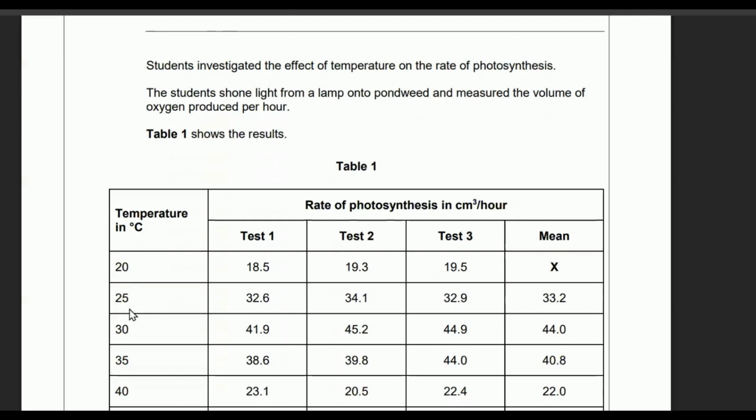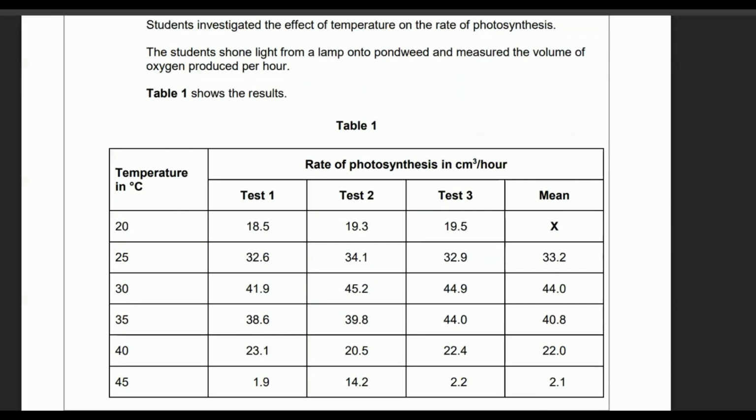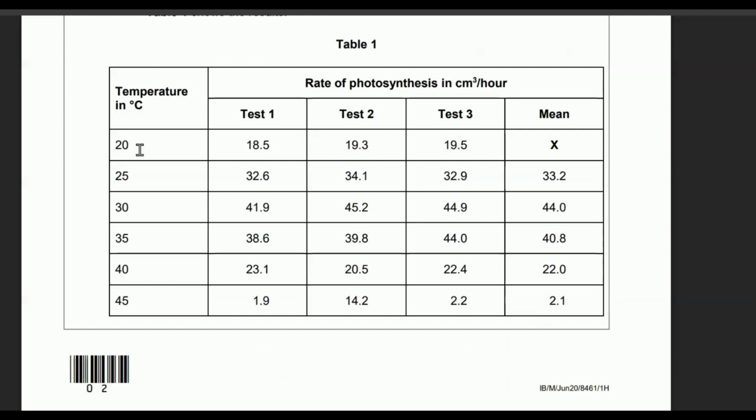Students investigated the effect of temperature on the rate of photosynthesis. The students shone light from a lamp onto pondweed and measured the volume of oxygen produced per hour. Table one shows the results. We've got the temperature, so they've obviously changed the temperature. That must be our independent variable: 20, 25, 30, 35, 40, 45. They've done 3 repeats at each temperature, and they've calculated the rate of photosynthesis in centimeters cubed of oxygen per hour.